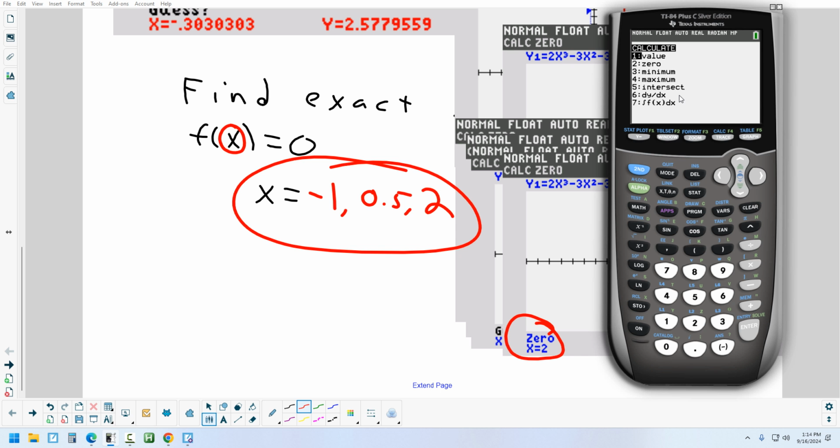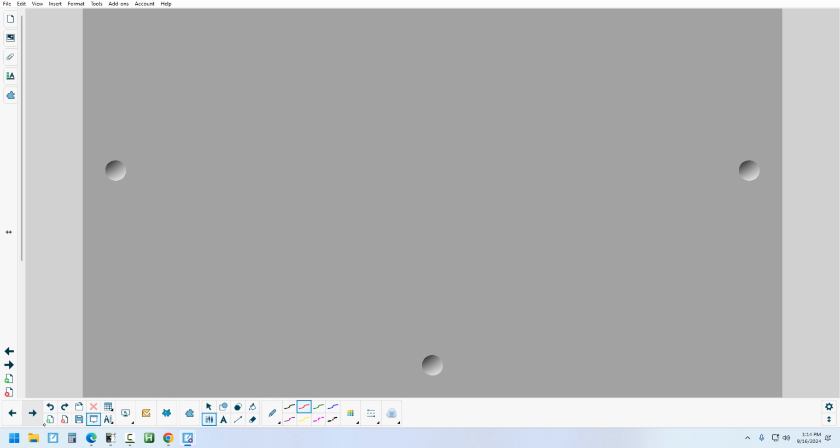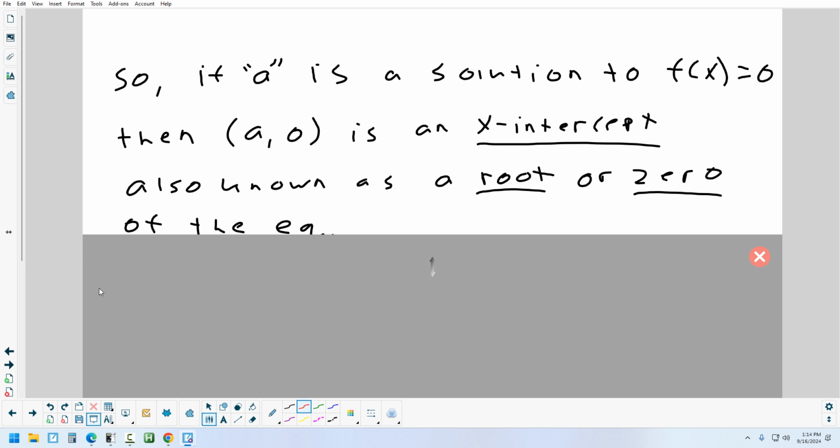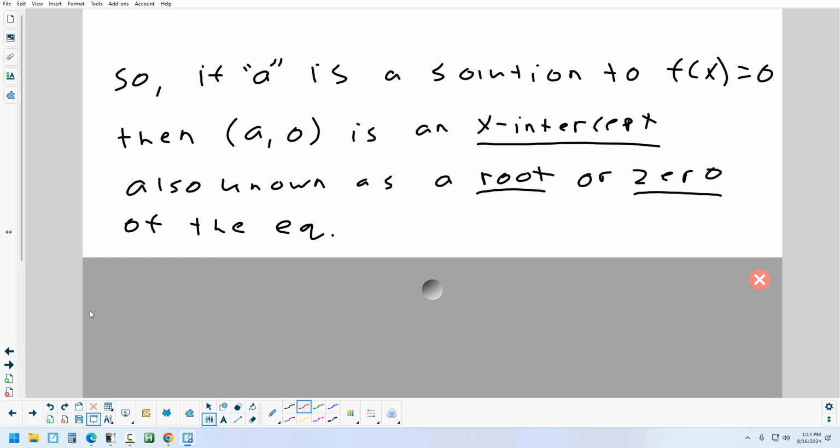Okay. Yeah. So those 3 numbers, negative 1, 0.5, and 2, those numbers are called the roots or the zeros of the equation.